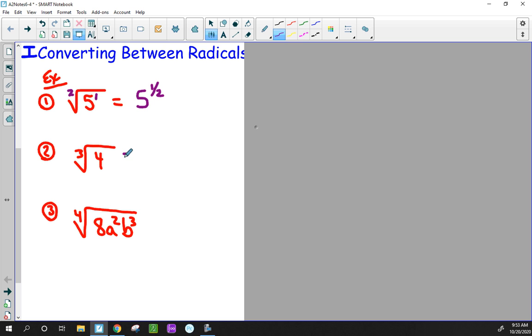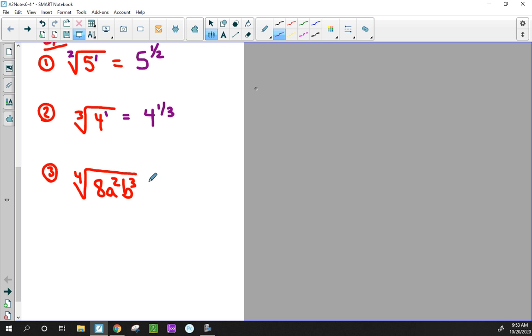Question 2. Cube root of 4. 4 is raised to the first power. You're going to take your base or your radicand of 4. Same thing for number 1. You're going to divide the power on your base by the index of your radical. These two are equal. The cube root of 4 is the same thing as 4 to the 1/3 power.